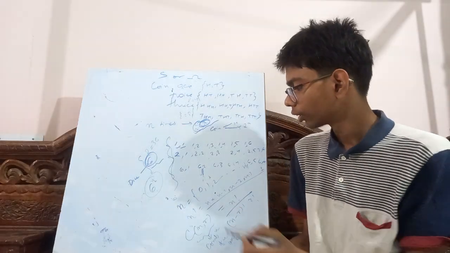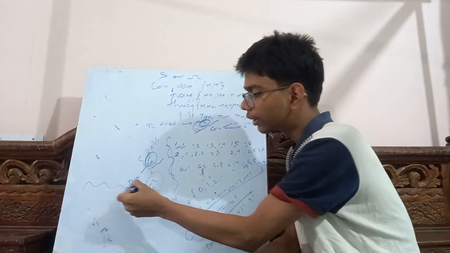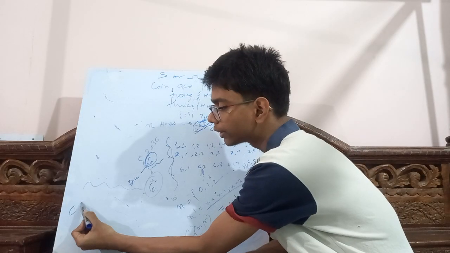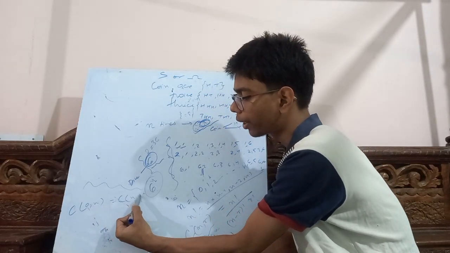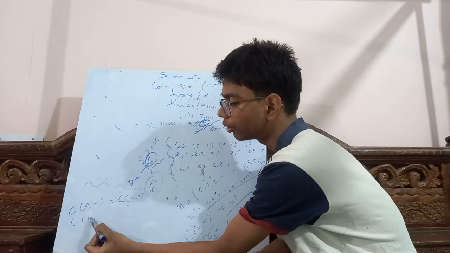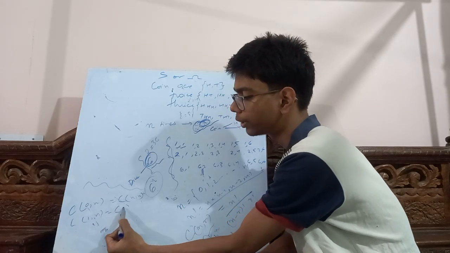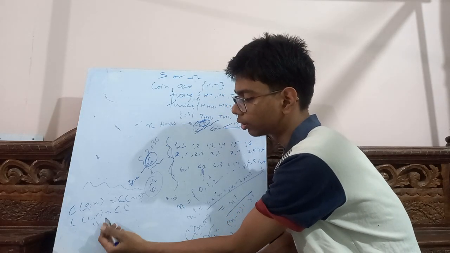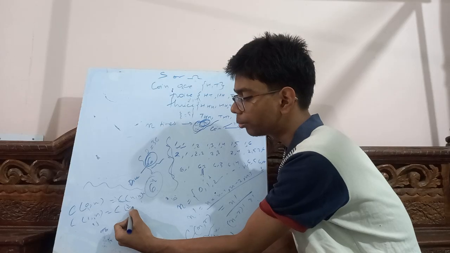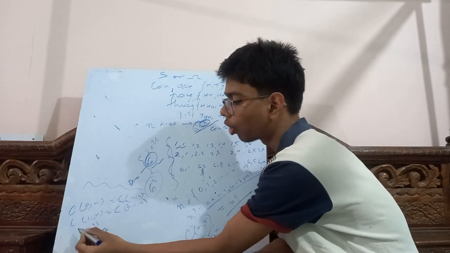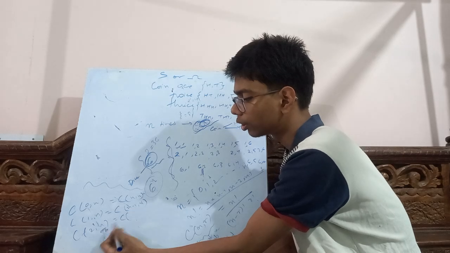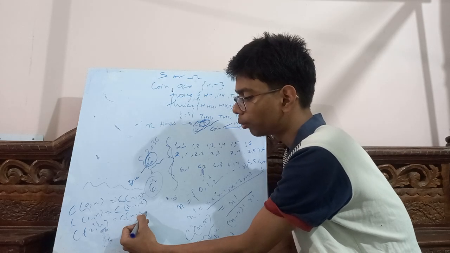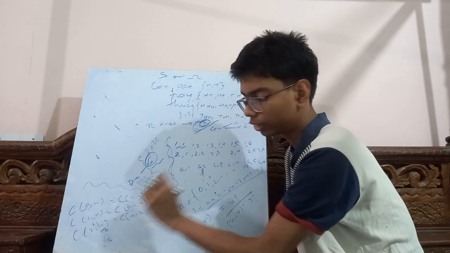Now there is an interesting thing you can see. Combination of n, 0 is equal to combination of n, n. Combination of n, 1 is equal to combination of n, n minus 1. Combination of n, 2 will be equal to combination of n, n minus 2. Right.